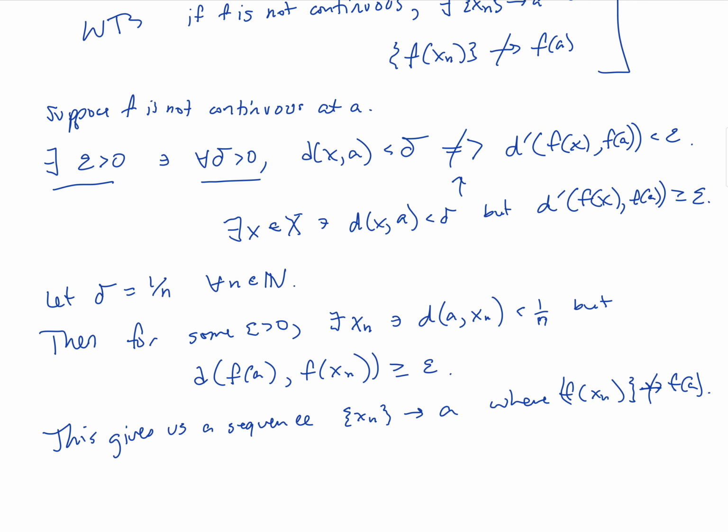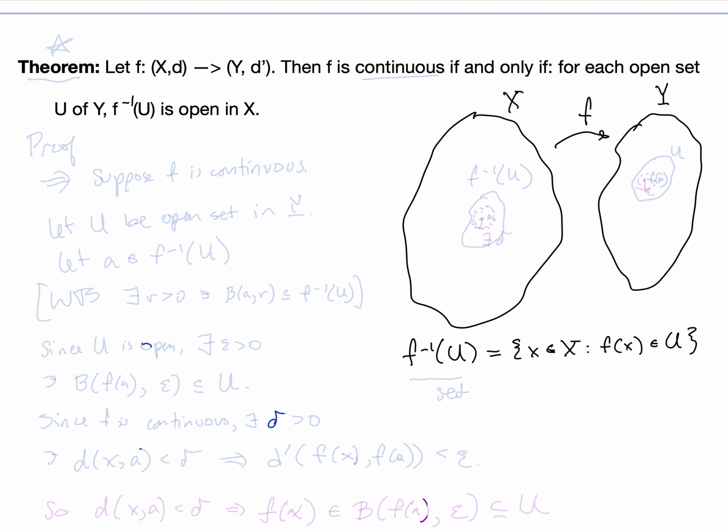Our next theorem connects continuity in a metric space to open sets in a metric space. So it says that if we have a function mapping the metric space X, d to the metric space Y, d prime, then the function f is continuous if and only if for each open set U of Y, for any open set U in Y, the set f inverse of U is open in X. Just a note, f inverse of U does not require the inverse of f being a function to be defined. So f inverse of U is a set, and it's the set of points x in X such that f of x is an element of U.